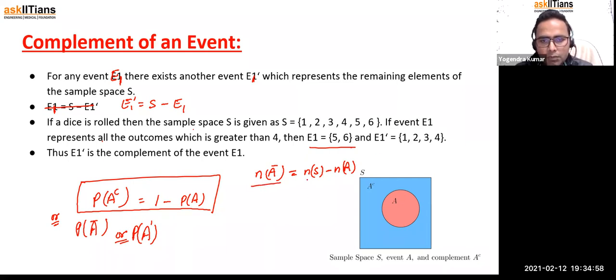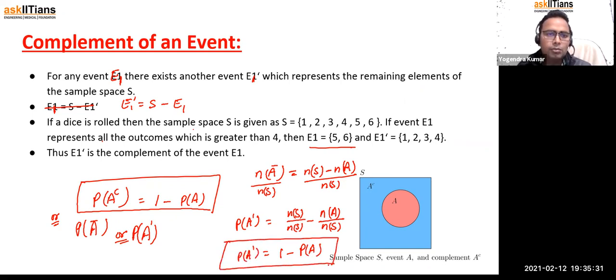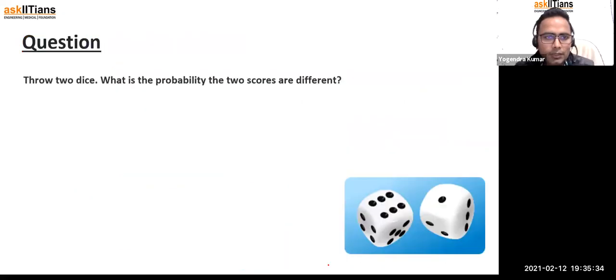Now if I divide both sides by n of S, what do we get? We have seen this in the first lecture. This represents P of A complement or A prime, and this is n of S divided by n of S minus n of A divided by n of S. So this is 1, and this is P of A. So P of A prime is equal to 1 minus P of A. This is how we get the probability relation here, right? I hope you got it.